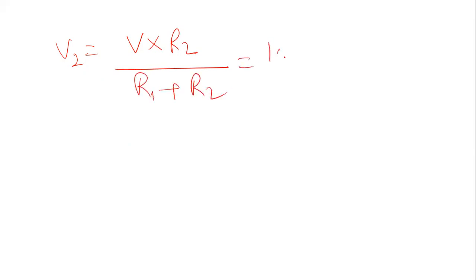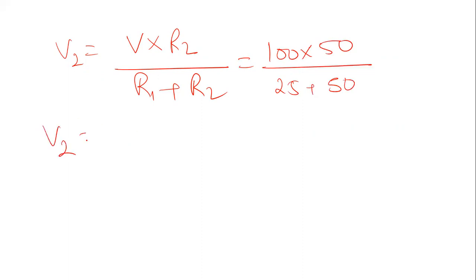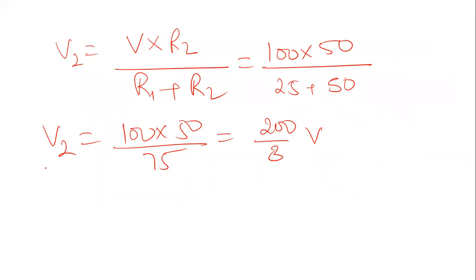Similarly, you can find out the voltage V2 across R2. So V2 is equal to the input voltage into the resistance where you are finding the voltage, that resistance in this case is R2, divided by the sum of all the series resistances, that is R1 plus R2. So it is 100 into 50 divided by 25 plus 50. So V2 is equal to 100 into 50 divided by 75. So it is 200 by 3 volt. So this is how you can find out the voltage across each series element using the voltage division rule.